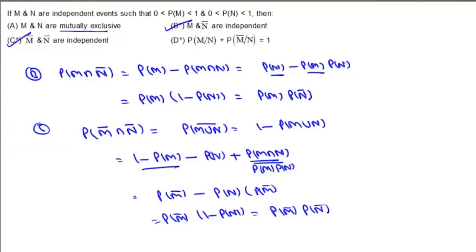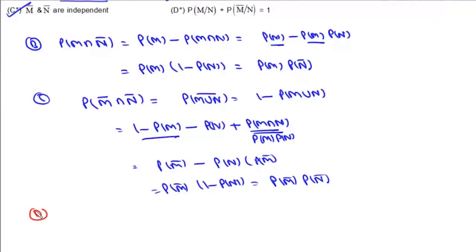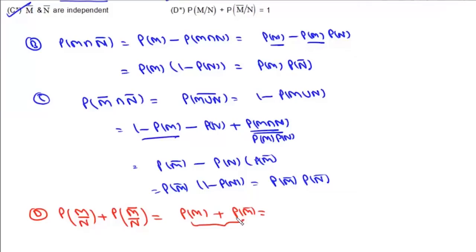Now if we look at option D, it is probability of M by N plus probability of M naught by N. Now if M and N are independent events, then the probability of occurrence of M doesn't depend on N. So probability of M by N is simply probability of M, and in the same way probability of M naught by N is simply probability of M naught, and they are complementary events, so they are mutually exclusive and exhaustive. So this probability is 1. So that means option D is also correct.